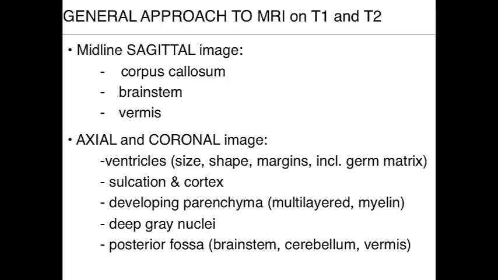I then use my axial and coronal images to assess the ventricles, especially in the fetus, where I look at the shape of the ventricles, their size, and the smoothness of their margins. I also look at the sulcation and cortex superficial to the ventricles, and the developing parenchyma, and pay particular attention to the deep gray nuclei. That obviously is important in trying to assess hypoxic ischemic injury in neonates, but also in fetuses. And I look at posterior fossa structures on the axial and coronal images.